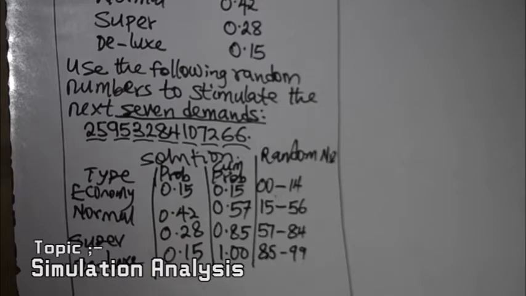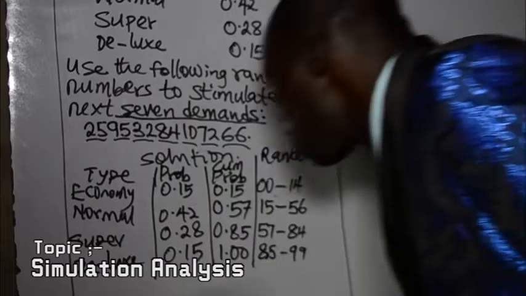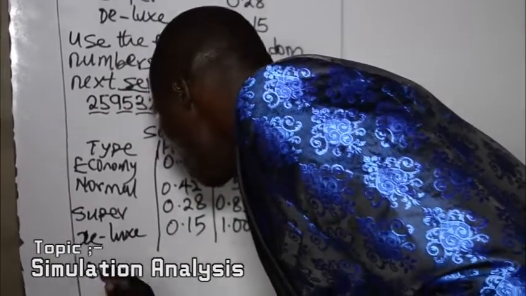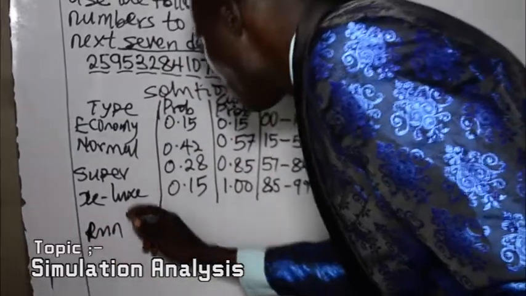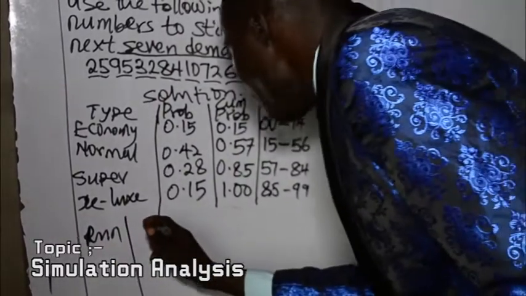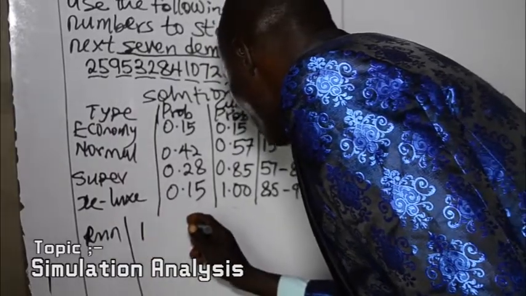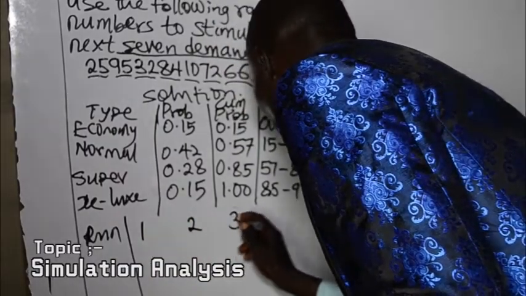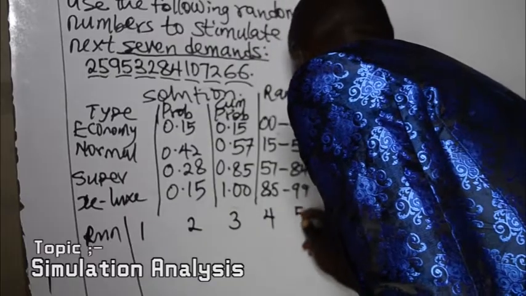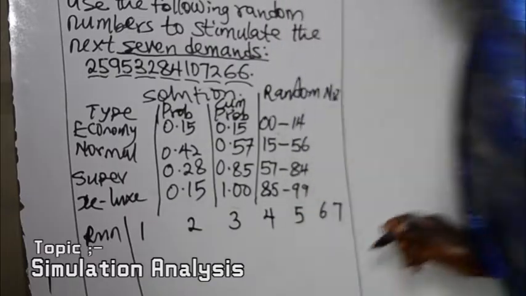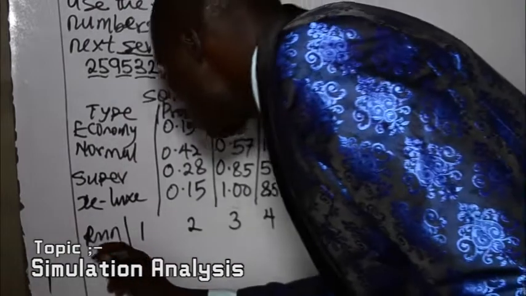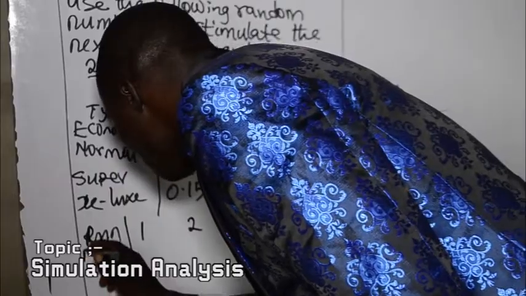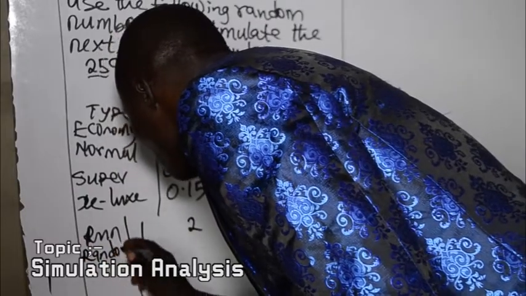Then you want to simulate your demand. Let's have the production run. You want to simulate the demand for your production run, so you have 7 productions: 1, 2, 3, 4, 5, 6, and 7. These are your production runs. Then your random numbers follow.